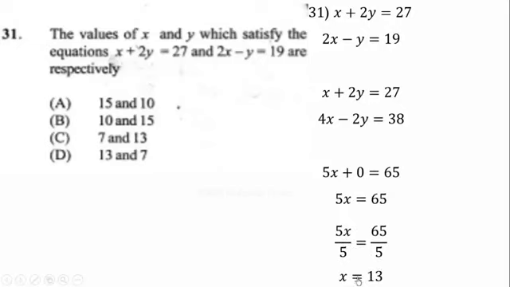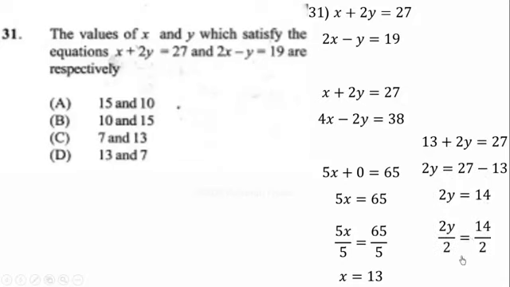Now we can substitute x equal 13 into any of the equations, but let us substitute into the first one to get 13 plus 2y equal 27. Now we subtract 13 from both sides to get 2y equal 14. Now divide both sides by 2 to get y equal to 7. Therefore the correct answer is D.